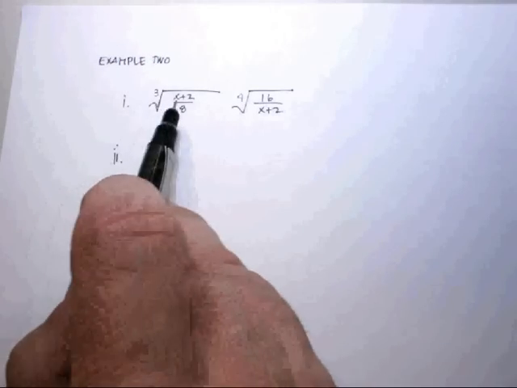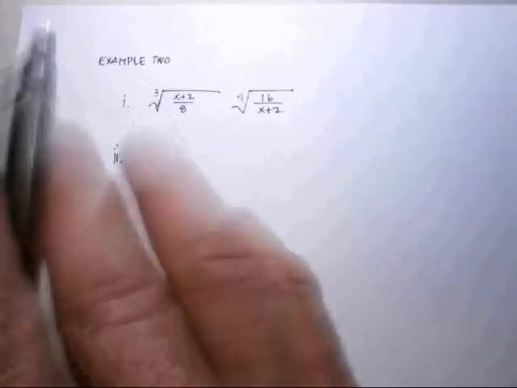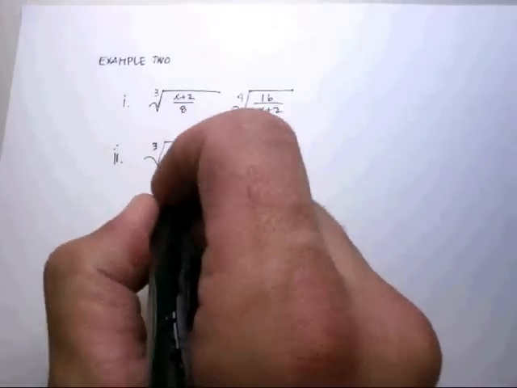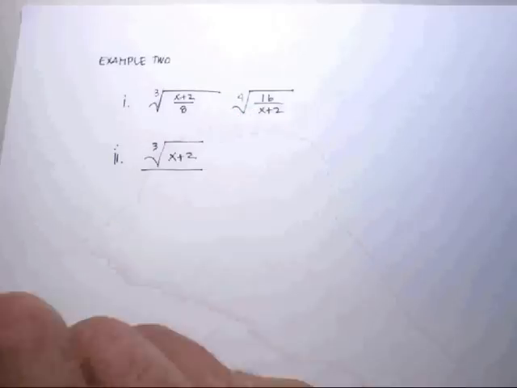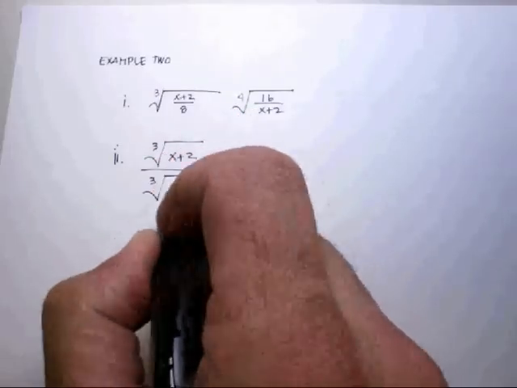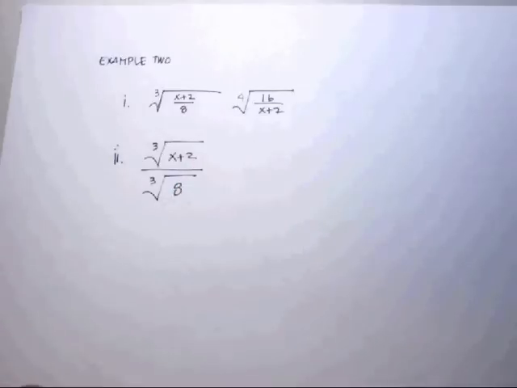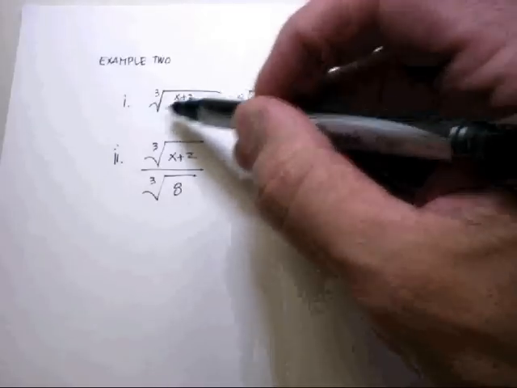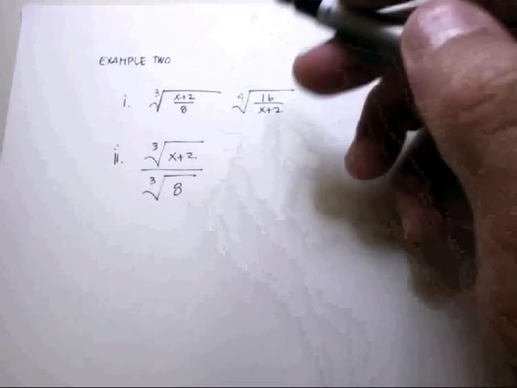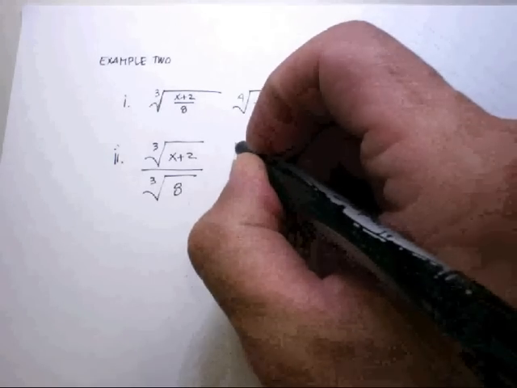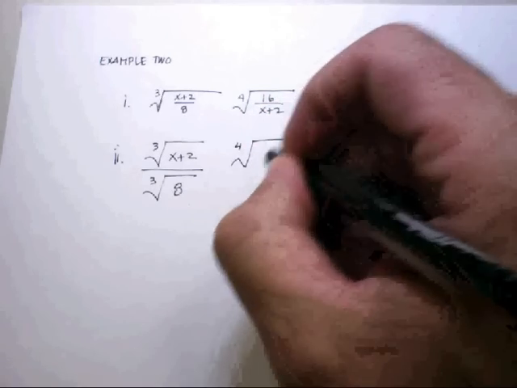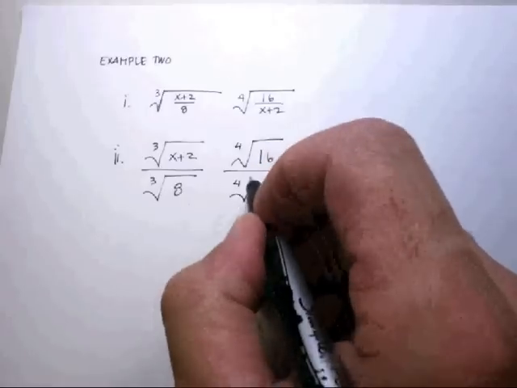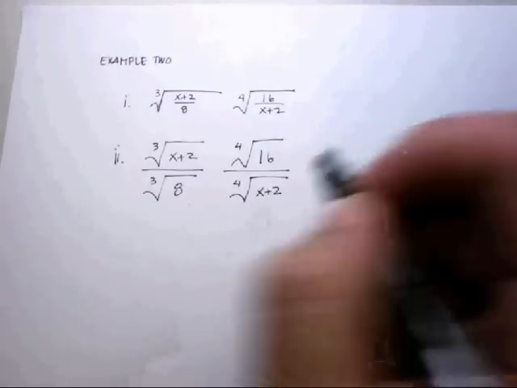I'm going to split this radical up into two different radicals. I'm going to say the cube root of x plus 2 over the cube root of 8. I can do that because I have a fraction under here, and as long as they're the same, I can split them up into their own radical signs. Do the same thing with this one. I'm going to have the fourth root of 16 over the fourth root of x plus 2.